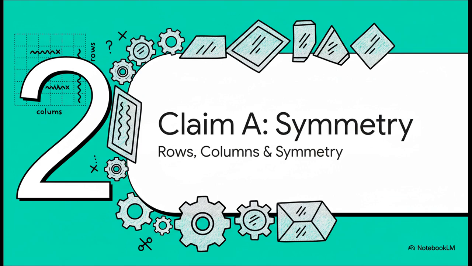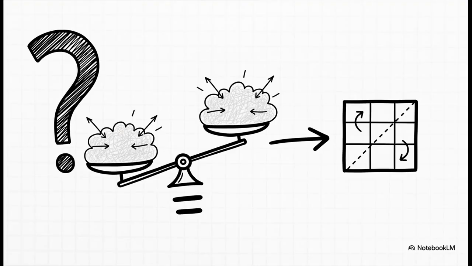Okay, let's bring in our first suspect. Claim A. This one tries to build a bridge between the fundamental spaces of a matrix, its row space and its column space, and a really important property of its structure, symmetry. Now, at first glance, this kind of feels right, doesn't it?